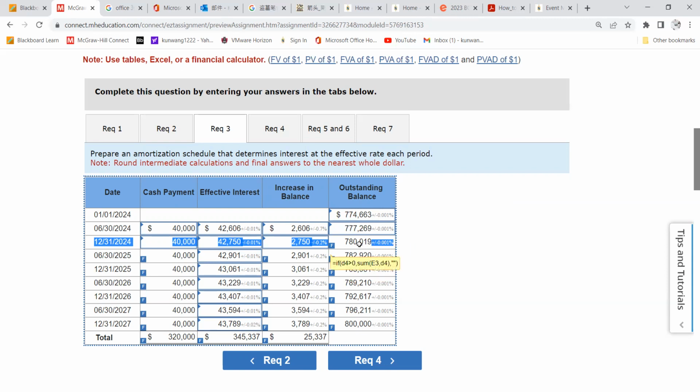Then for the balance sheet, we need to disclose the face value for the bond, the 800,000. The bonds payable will be 800,000 always. And then the remaining discount. The remaining discount, we should use the total discount minus the first amortization and the second. So it means you need to minus 26, then minus 27. Okay, what's the leftover? And then the outstanding balance should be this 780,019. But you don't get this directly.